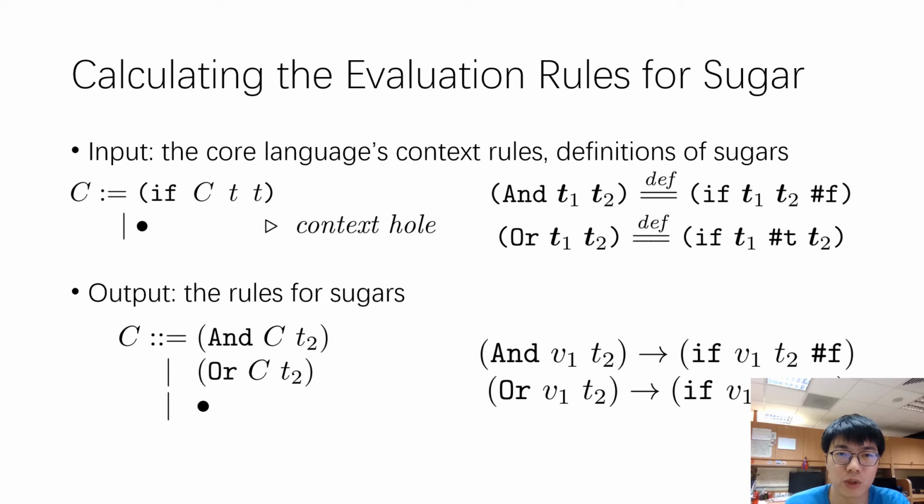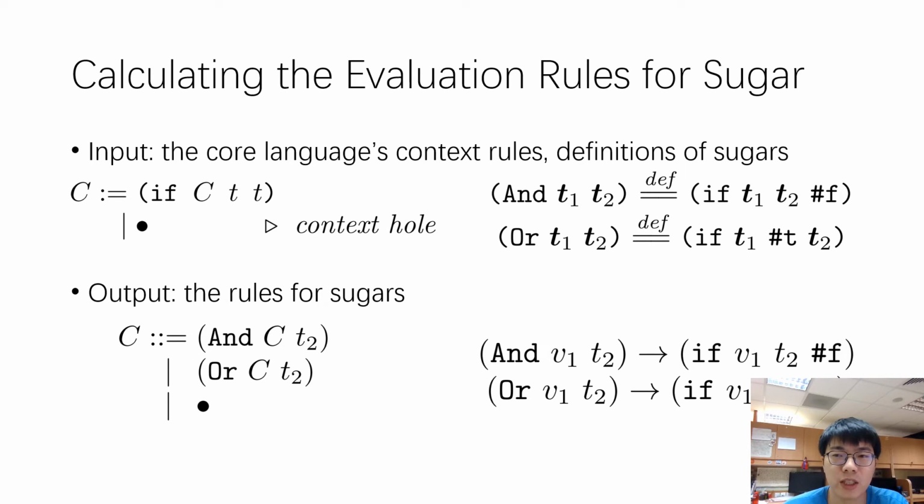Let's see how to obtain the sugar's context rules and reduction rules. The evaluation will be as lazy desugaring. The input of the process are the core language context rules and the sugar definition. We have a simple example here that is defining the sugar and-or with an if expression. Okay, you may get the feeling: for a program headed with and with two subterms, if the first subterm is reducible, then the desugared program won't destroy the and structure in one step, right?